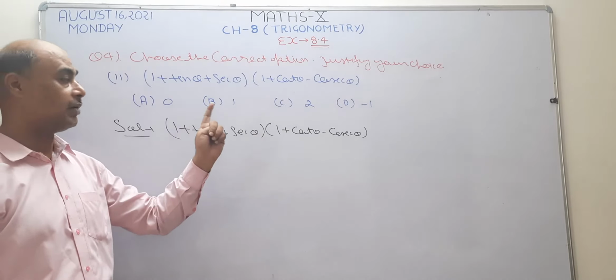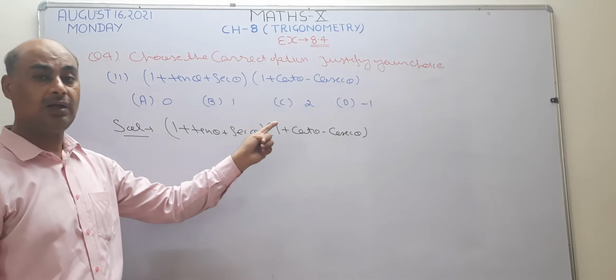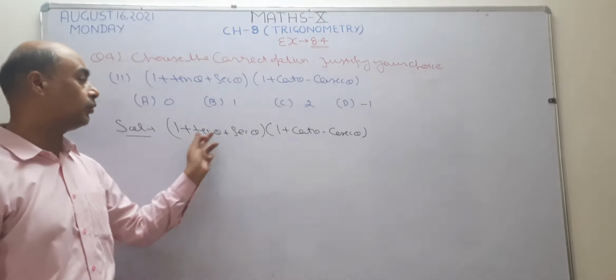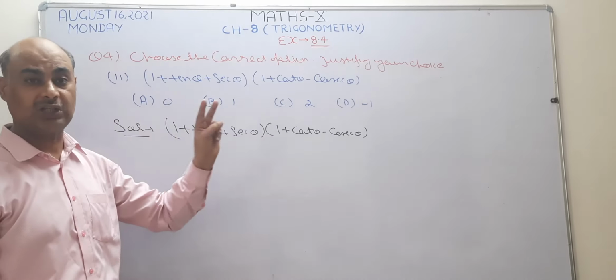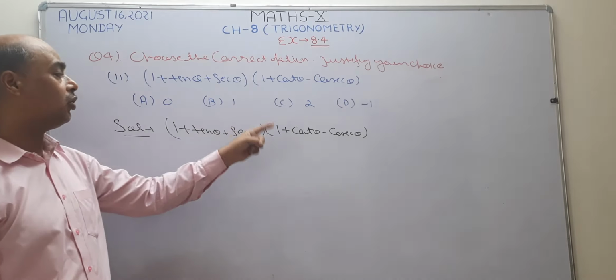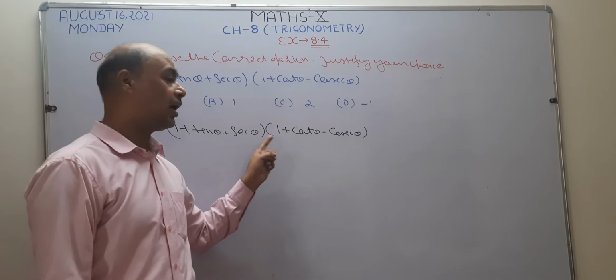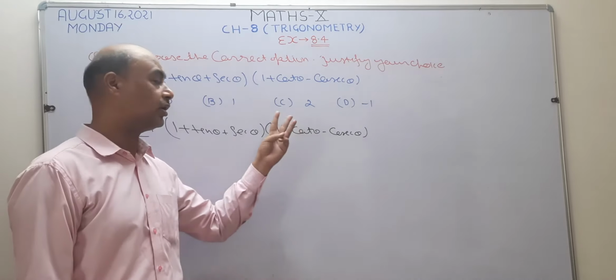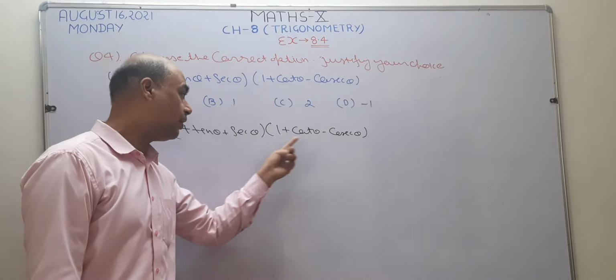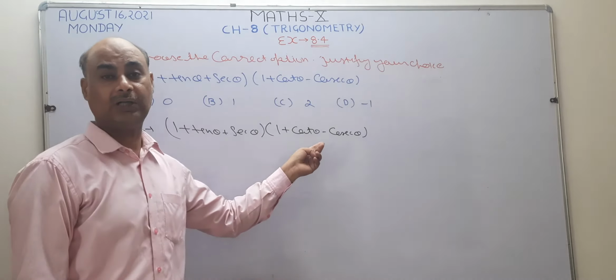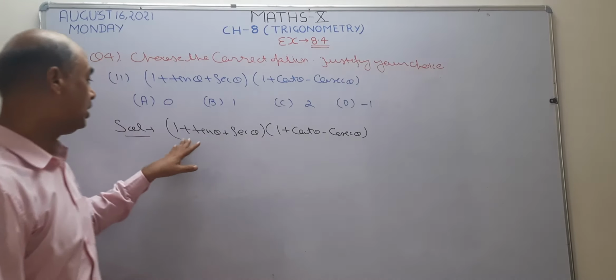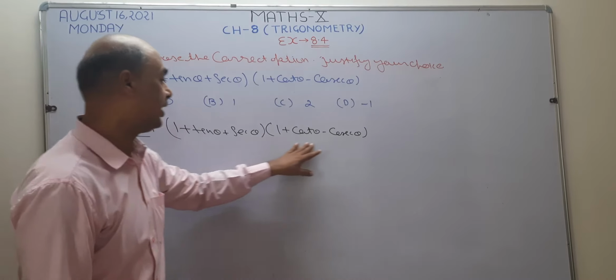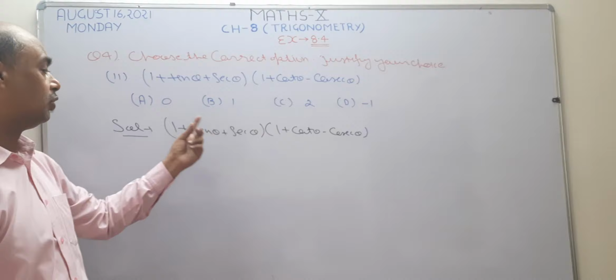4 steps are there. Number 1, use an identity if a square is there. If a square is not there, then convert the whole question in terms of sin and cos. This is the second step. After converting the whole question into sin and cos, you are going to take the LCM. If you are not able to take the LCM, then the fourth option is to rationalize the given terms. Okay. Now see, I'm not going to use an identity because a square is not there. So I want to use the second step.